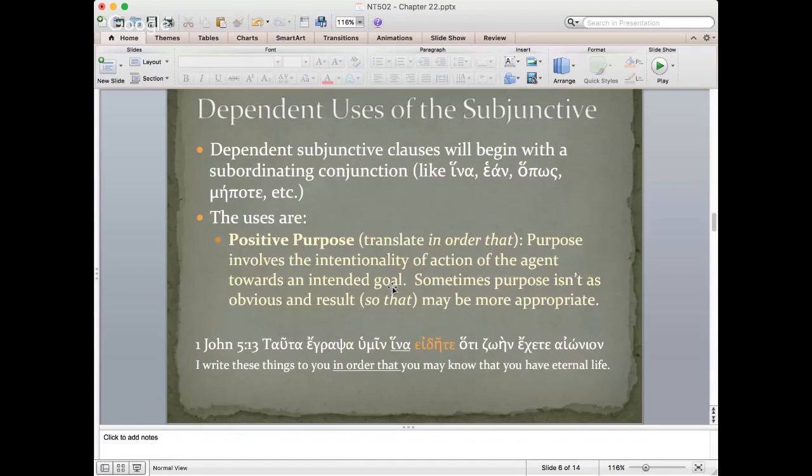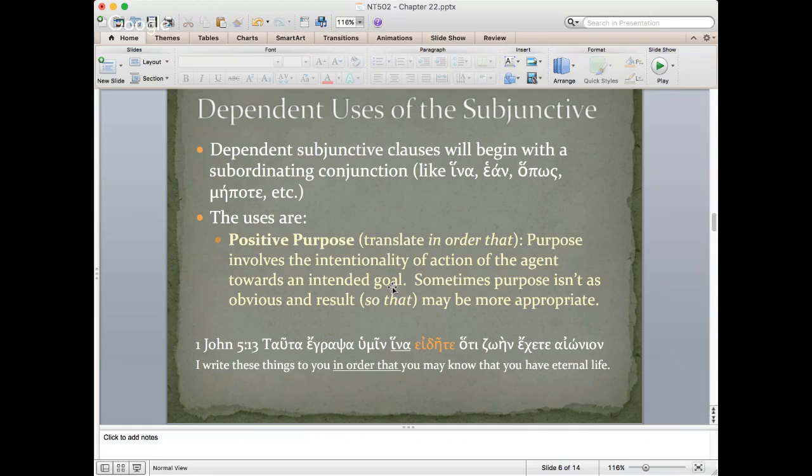So, dependent uses of the subjunctive. Dependent subjunctive clauses will begin with a subordinating conjunction. Sometimes you're going to have dependent clauses in a sentence that are used as subjunctive. The uses are going to be for positive purpose. This goes back to one of the functions of the subjunctive: the purpose statement. I am doing this in order that such and such may occur. Purpose involves the intentionality of action of the agent towards the intended goal.